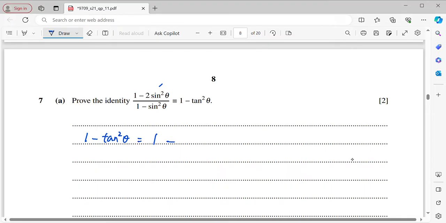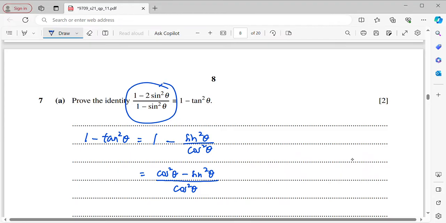It will be 1 minus sine squared theta over cos squared theta. Then now you get the same denominator, so it will be over cos squared theta. So the first one, 1, becomes cos squared theta over cos squared theta. That's why numerator is cos squared theta, then minus sine squared theta. Okay, so now we need to prove this.